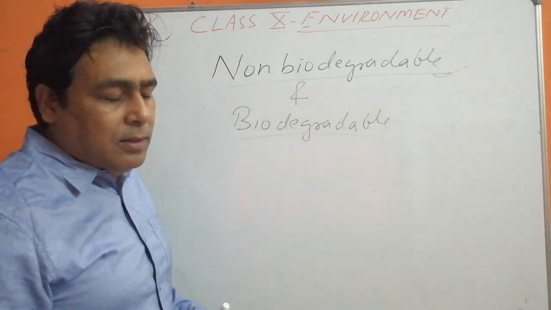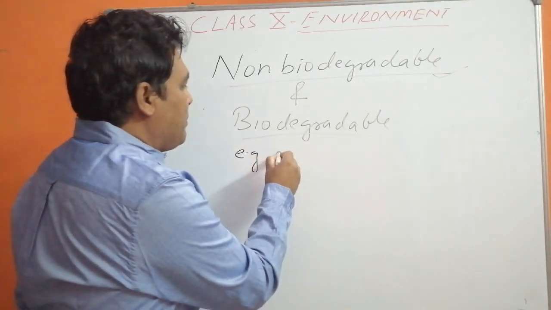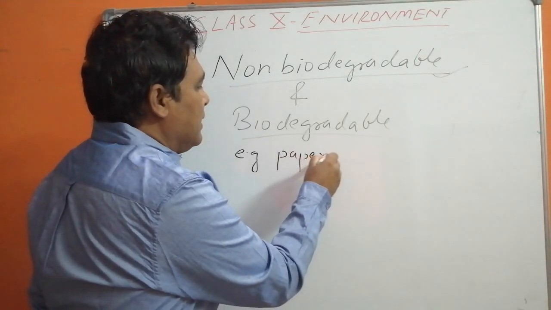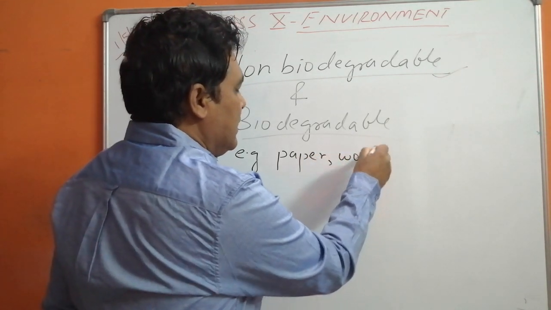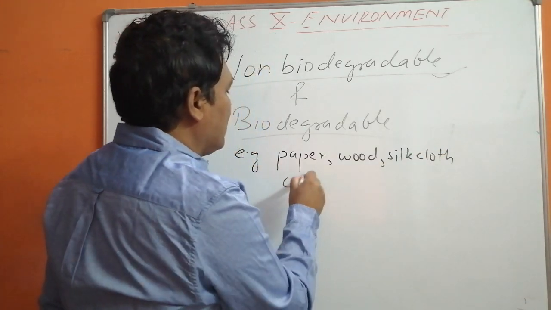Now coming to the biodegradable substances, the examples I am going to take up are paper, wood, silk, cloth, cotton cloth.